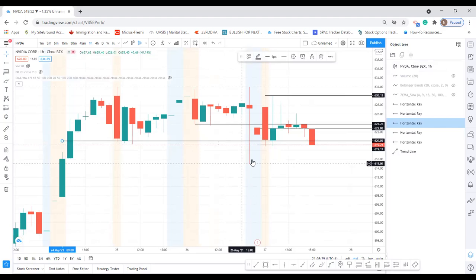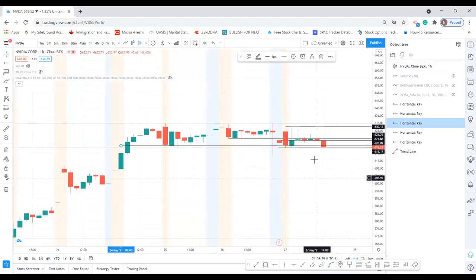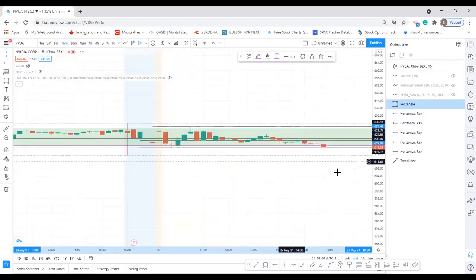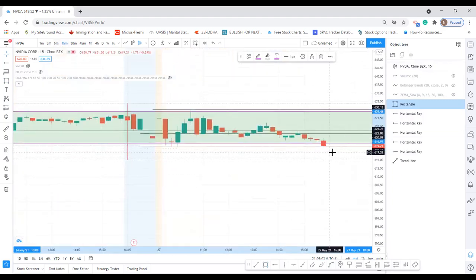It broke the support area. You will see the 616 and 604 levels, and 608, 615 levels for NVIDIA tomorrow. If the price is going to fall tomorrow, those will be your levels for NVIDIA. Again, the market is very range bound. Once it gives the breakdown, if the 15-minute or 50-minute candle closes below 619, go short tomorrow for NVIDIA, if you really want to go short.